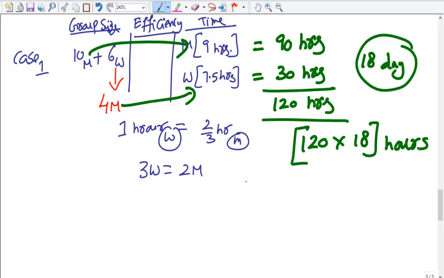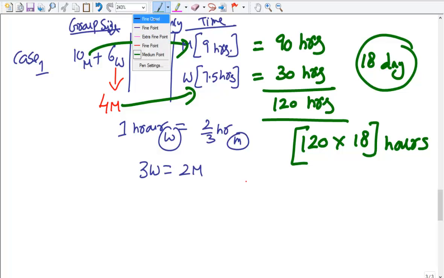What I've done is I try to find the efficiency by using the efficiency relationship. I try to find how many women are equal to how many men. Then once we know there are 2 different groups, even though we converted women into men, that particular group works for only a limited period, which is 7.5 hours, and the remaining male group, they work for 9 hours.